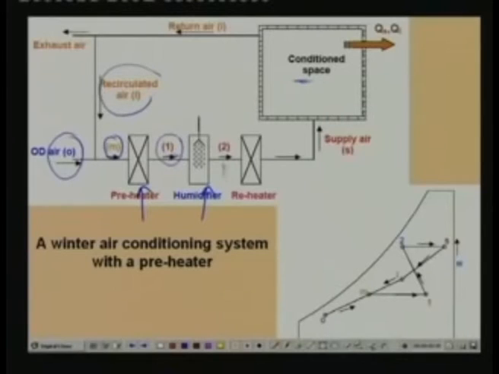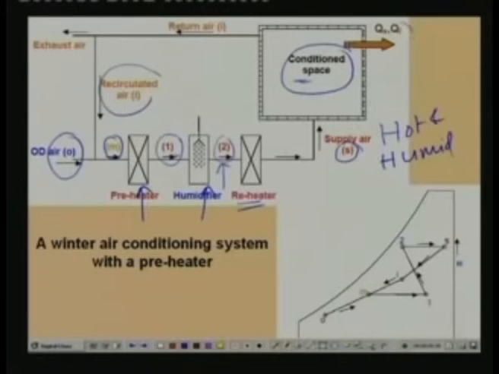So the humid air now flows through a reheater. It enters the reheater at state 2, which has high moisture content, and this humid air is heated to the required supply air temperature Ts. So this hot and humid air flows through the conditioned space, where it takes care of the sensible and latent heat losses from the building. Finally this hot and humid air leaves the conditioned space at state I, which is the same as the state of the conditioned space.